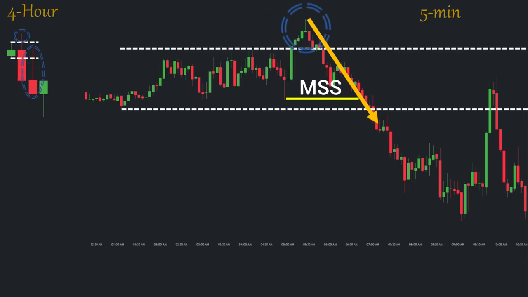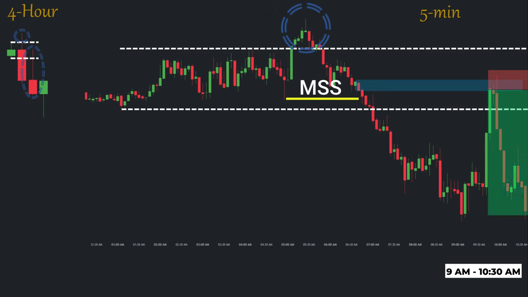After forming a turtle soup pattern, once the 5 a.m. candle closes, we consider the 9 a.m. to 10:30 a.m. time window for trading. We take the order block or fair value gap that causes a market structure shift as the entry area, set the stop loss slightly above the order block, and use the previous support or resistance level as the take-profit target.